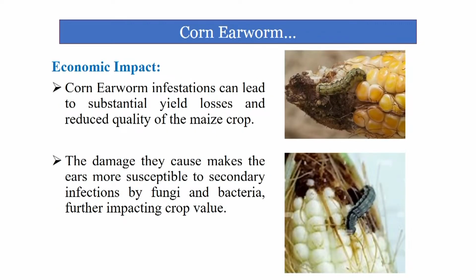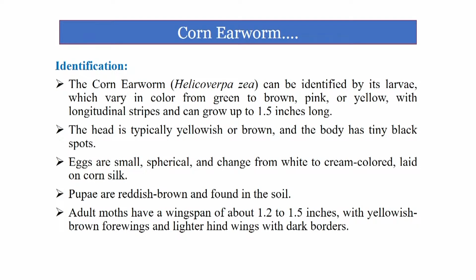And about the economic importance, this pest is economically important because of the damage it causes. The corn earworm infestation can lead to substantial yield loss, and can reduce the quality of the maize also. The ear is more susceptible to secondary infection if pathogens infect the ear head, and through the injured portion, bacteria and fungi responsible for many diseases can easily attack the infected portion.